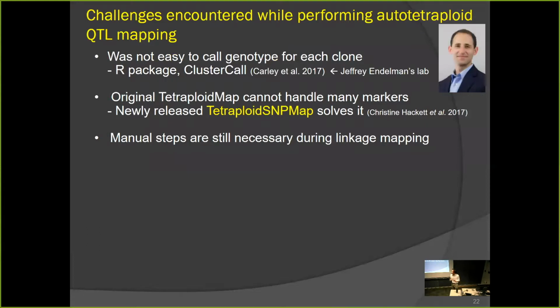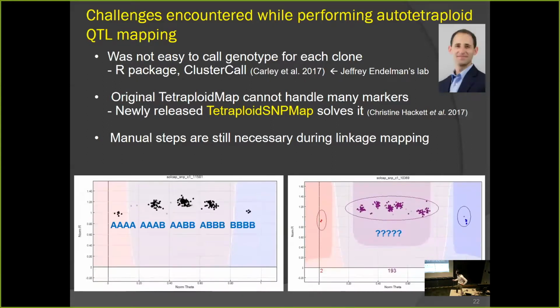At this point, I'm going to share the challenges that I encountered while performing autotetraploid QTL mapping. Unlike general diploid SNP calling, tetraploid SNP calling is a little bit difficult. Let me share one example. In this case, the graph shows the theta score value. The x-axis represents theta score from 0 to 1. You don't need to worry about the y-axis in this case because it relates to the quality of the SNP marker.